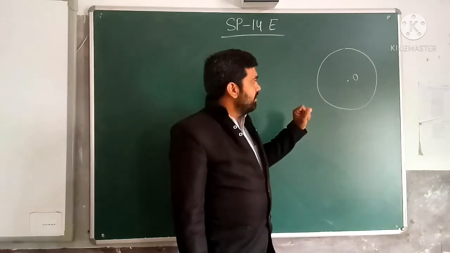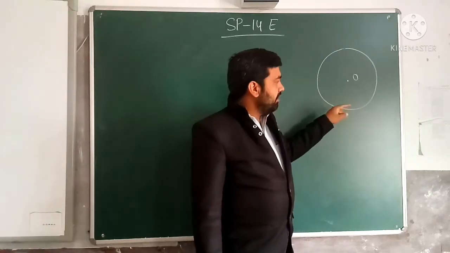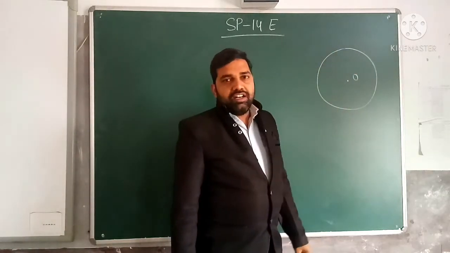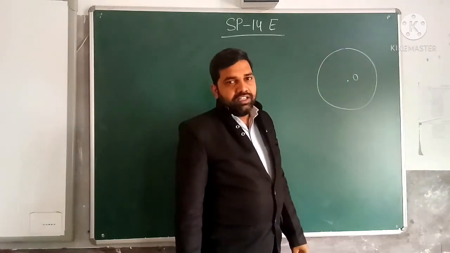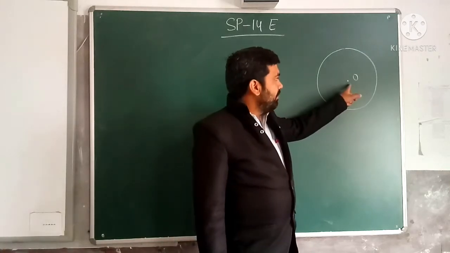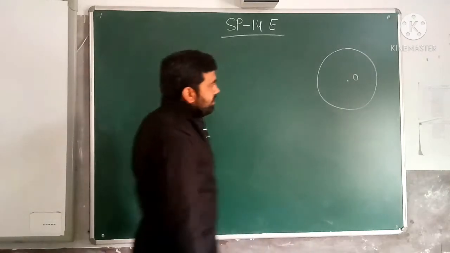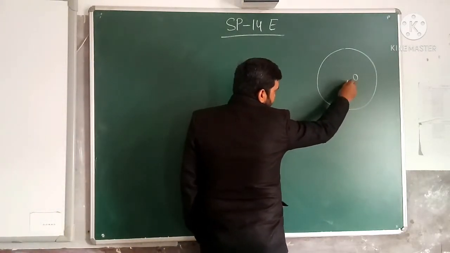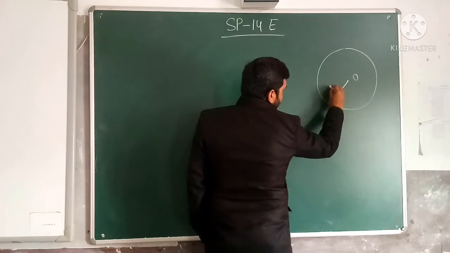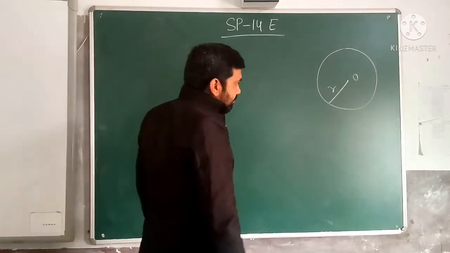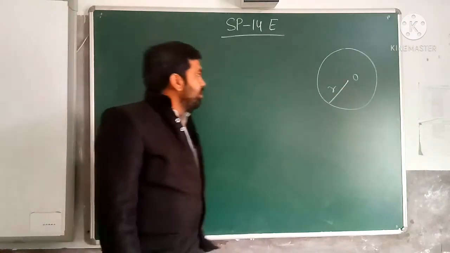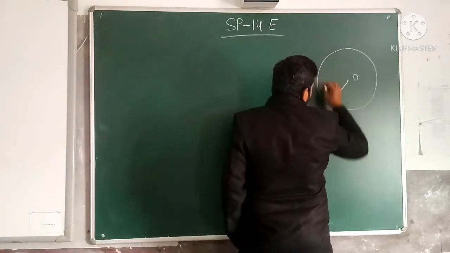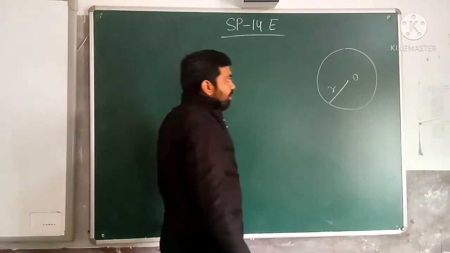So what is the circle? A circle is the locus of all points which are at a constant distance from a fixed point. The constant distance from the fixed point is called the radius, small r. We have to calculate the circumference of this circle, the length of the boundary of the circle.